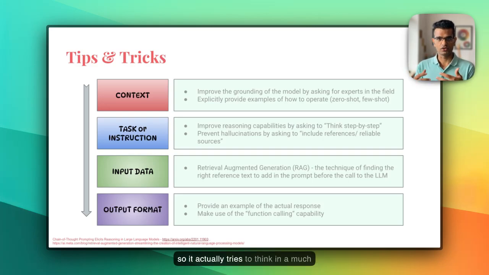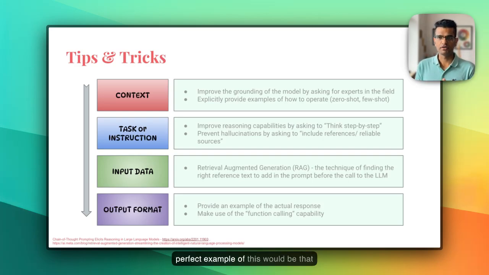So it actually tries to think in a much more structured way. When you talk about input data, one of the most common use cases of LLMs is a class of application called retrieval augmented generation. We will not focus on this in this course itself, but it's a way to provide additional context so that the LLM can then reason based on that context.